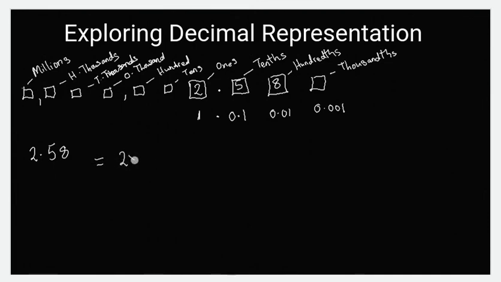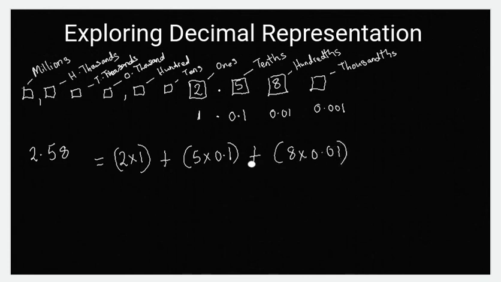Expanding this will give us, according to its decimal place, 2 is in the ones place, so it's going to be 2 times 1. Plus 5 is in the tenths place, that will be 5 times 0.1, that's the value of the tenths place. And then 8 is in the hundredths place, that will be 8 times 0.01. Okay, so that's the expansion with respect to the place value.